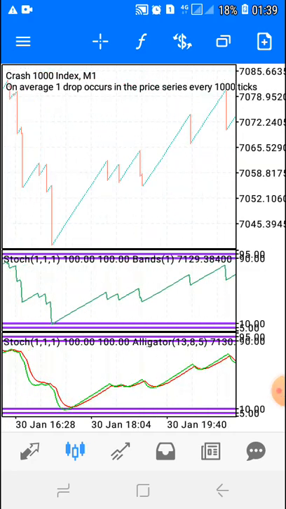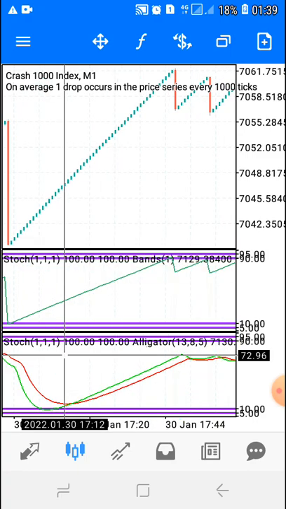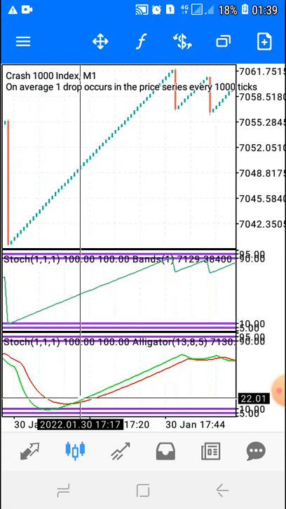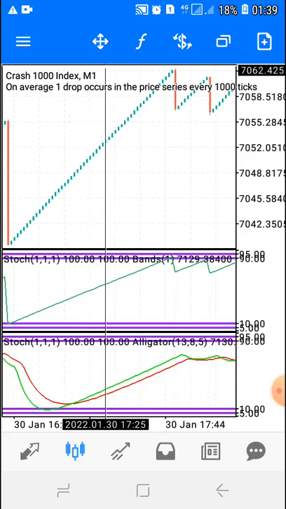And even before the breakout had happened, we could already see that there was an entry again. Check this out. Bollinger Bands at the 10 level. Wait until there's a crossover at alligator. 1, 2, 3, 4, 5, 6, 7 candles. We're out of the market.